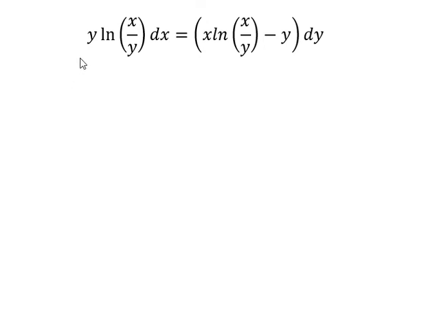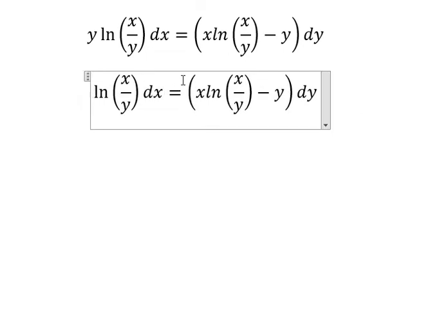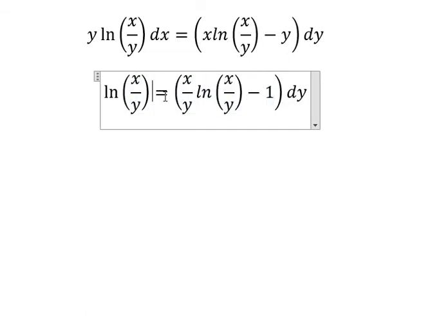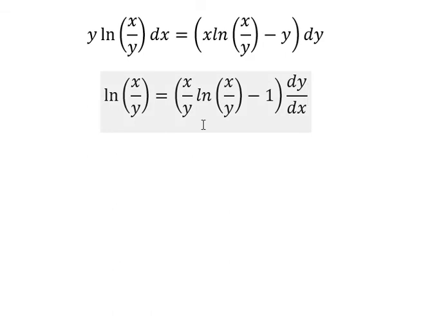The topic today is about differential equations. So now I will show you how to answer. We need to divide both sides by y. Next, we divide both sides by dx. So we have x over y.